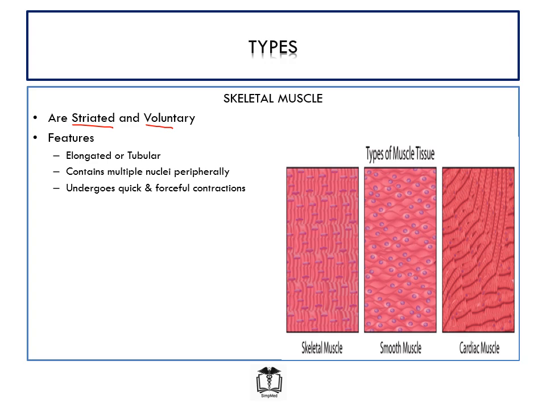So two things: the cells within skeletal muscles are striated and voluntary in their function. They are elongated and tubular, and these cells contain multiple nuclei that are arranged peripherally. And the skeletal muscles tend to undergo quick and forceful contractions. So when we want to move from point A to point B, we make use of the skeletal muscles in doing so.